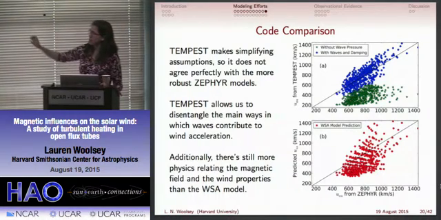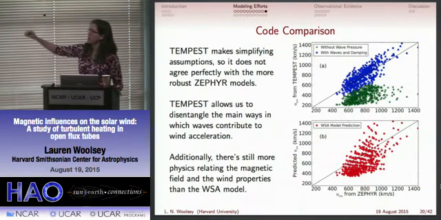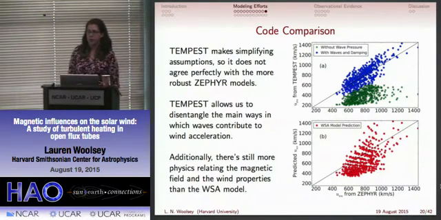And in addition, this bottom plot is just, rather than comparing TEMPEST and ZEPHYR, it's comparing, again, that expansion factor in ZEPHYR, showing that the spread is much wider. So TEMPEST is doing a better job as a simplifying way of looking at things than even the WSA model still does.